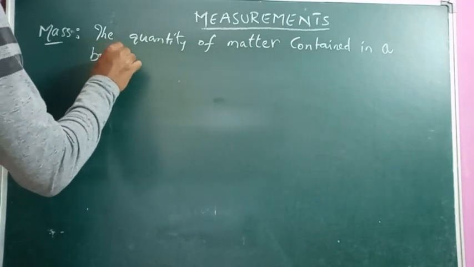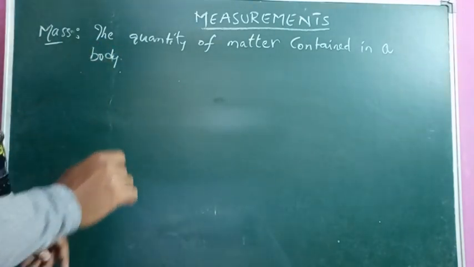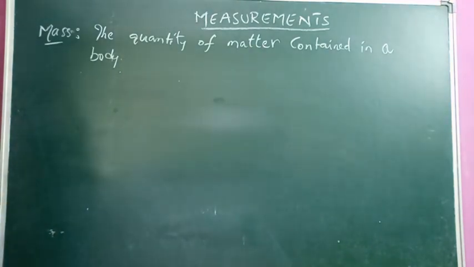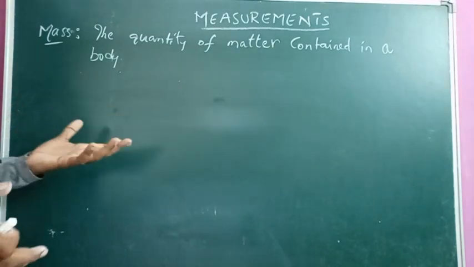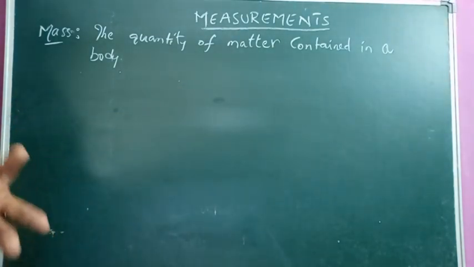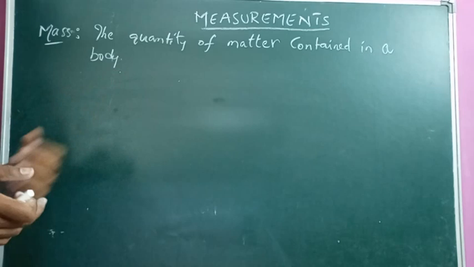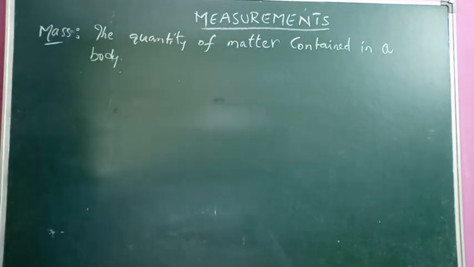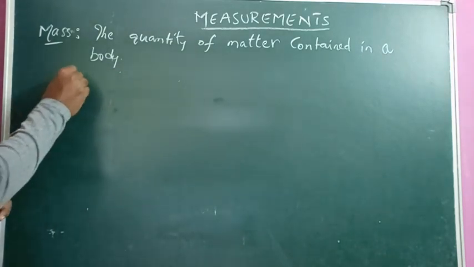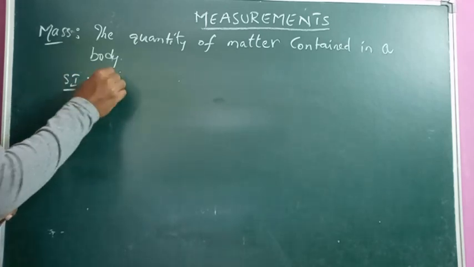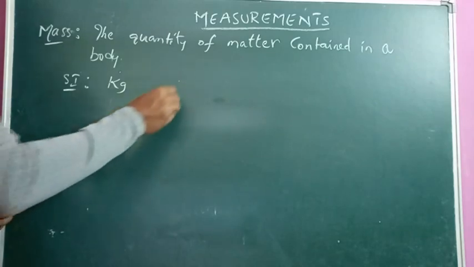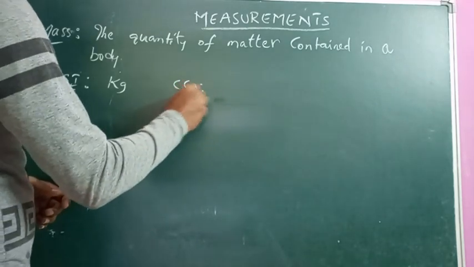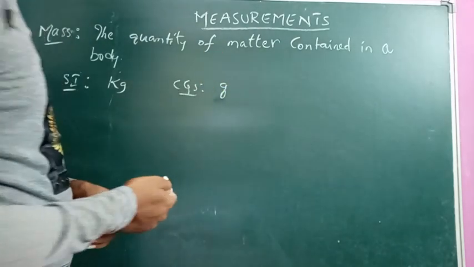A body, as we already know, all bodies are made up of particles. How many particles are present in a particular body represents the mass. This mass can be measured in kgs in the SI system, and in CGS we measure the mass in grams.